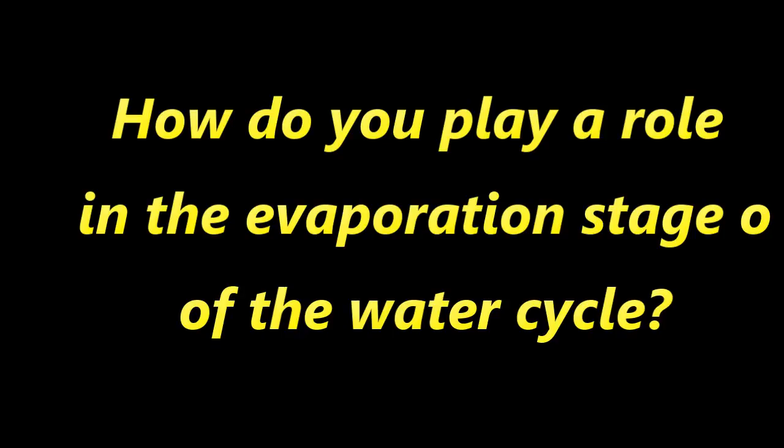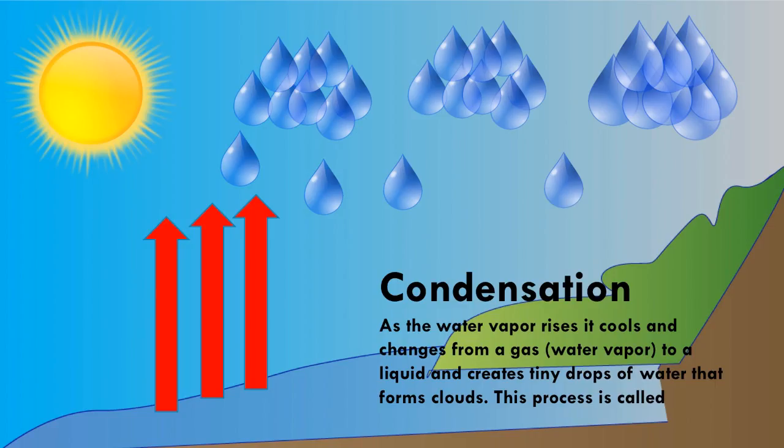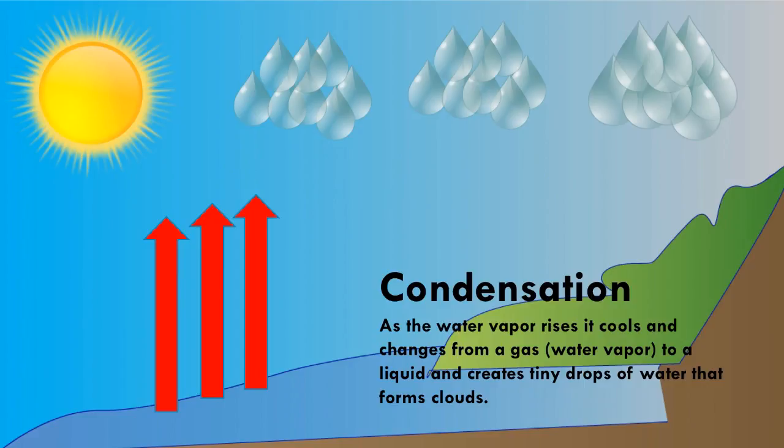So, what happens when all the water evaporates into the air? As the water vapor rises, it cools and changes from a gas to a liquid and creates tiny drops of water that form clouds. This process is called condensation. Condensation occurs when water vapor is cooled and turns back into tiny drops of water.